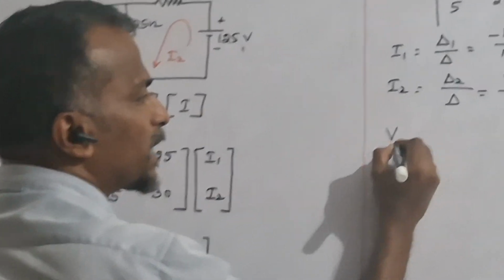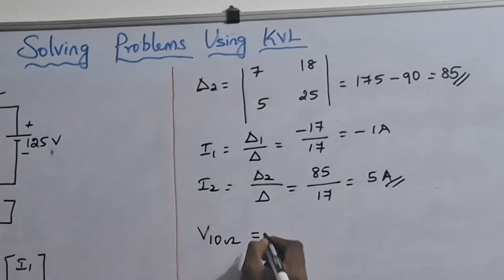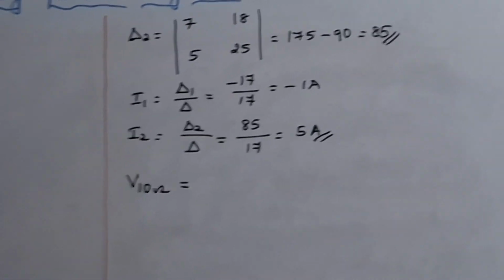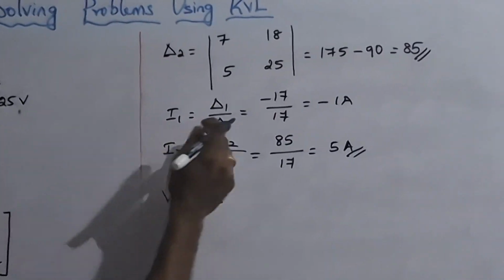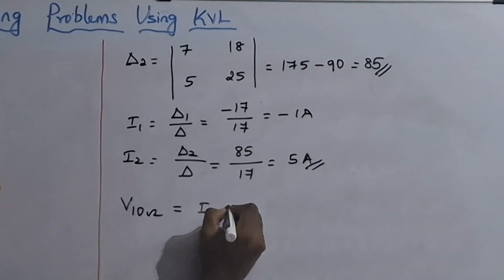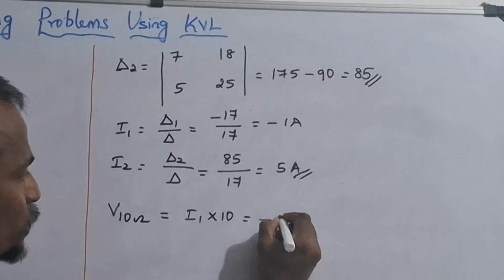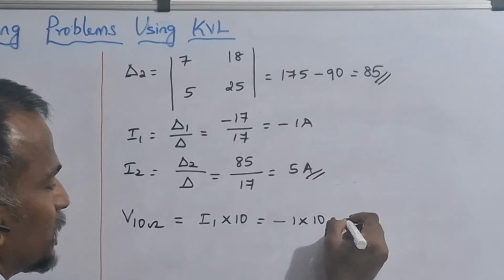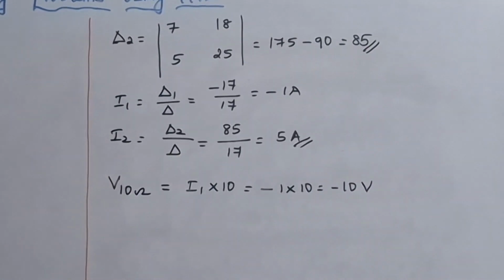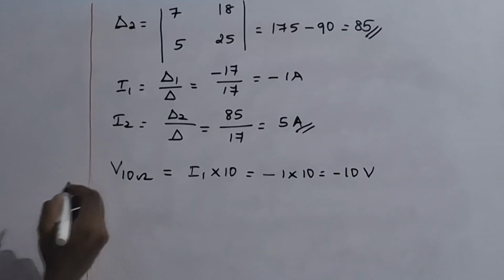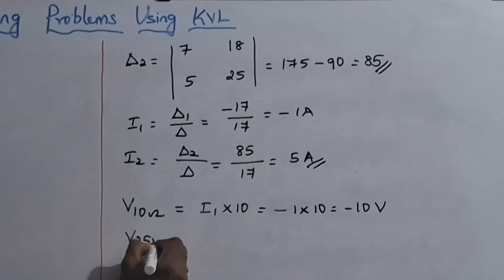The voltage across 10 ohm is nothing but the current flowing through the 10 ohm, which is I1, into 10. I1 is, as we already know, minus 1, so minus 1 into 10 is equal to minus 10 volt.